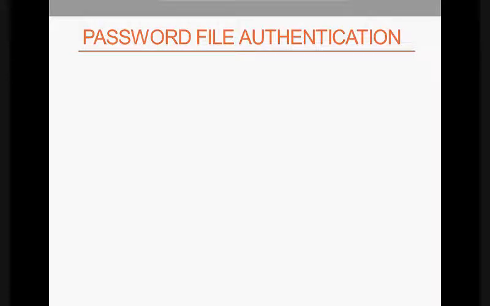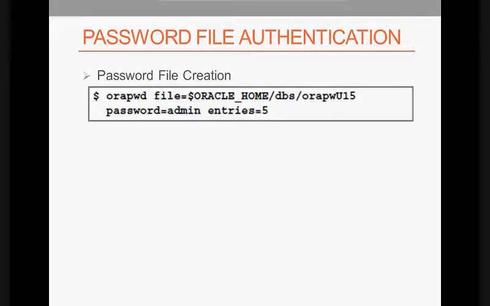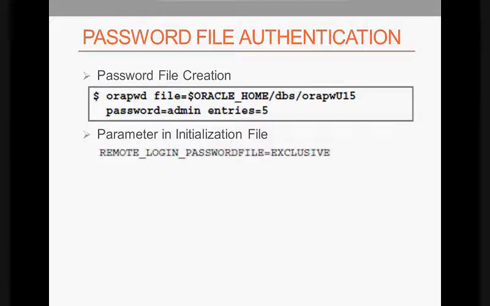Now, what is a password file and why is it so important? In the password file, we create entries for the users who can use the database as a SysDBA user. Oracle provides a password utility called ORAPWD to create a password file. When we connect using the SYSDBA privilege, we are connecting to the SYS schema and not the schema associated with our username. We have to set a parameter in the initialization file if we want to use password file authentication. The parameter is remote_login_passwordfile. We have to set its value to exclusive.